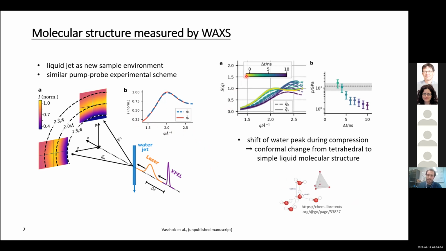We observed that in the first 10 nanoseconds after our cavitation bubble has been seeded, this characteristic water peak actually shifts in its position to roughly 2.5 inverse angstroms. And while we cannot fully retrieve the structure factor here due to the limited detector size, unfortunately, we can still attribute the shift in peak position to a conformal change of the water molecules from a typically tetrahedral arrangement of liquid water towards the structure of a more simple liquid.